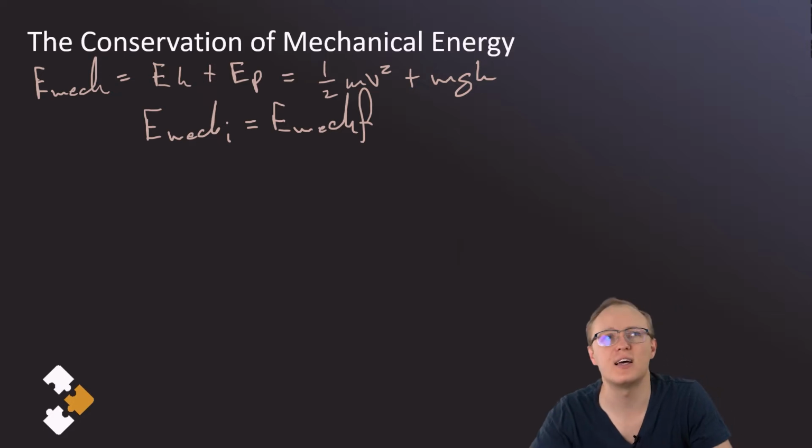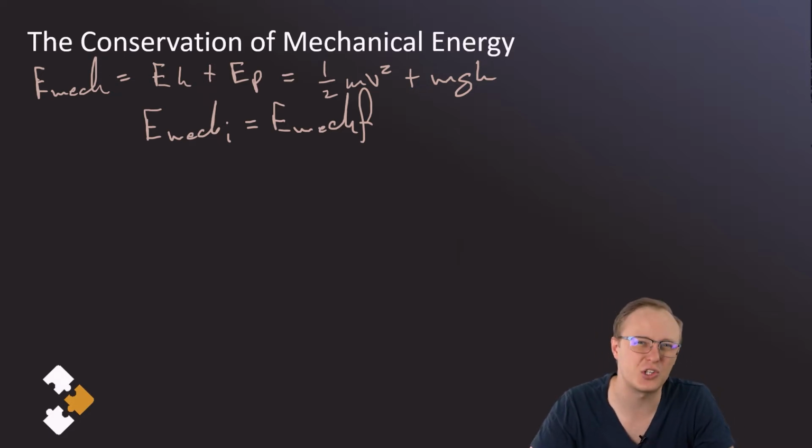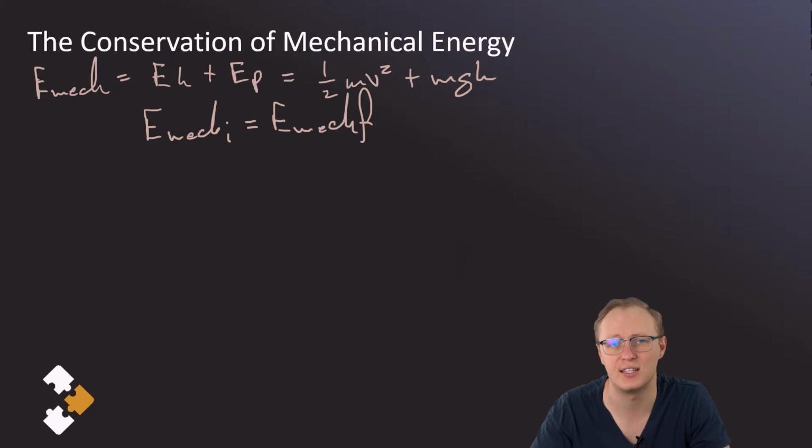And these calculations are actually only useful if we do have a change in the vertical position of the object. So if the object didn't go up or down, then the left-hand side and the right-hand side is not going to be a particularly interesting equation because the EP part has to remain the same if the height is the same. And then if the EP part is the same, the EK part has to be the same.